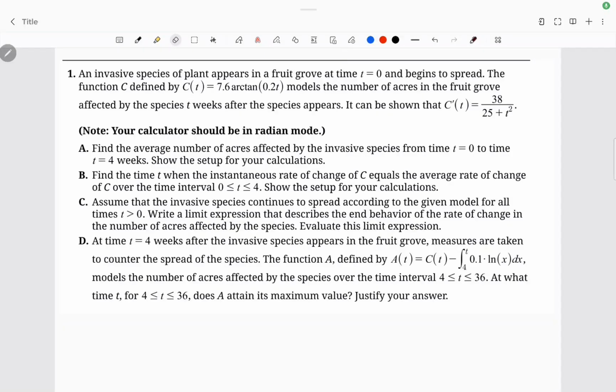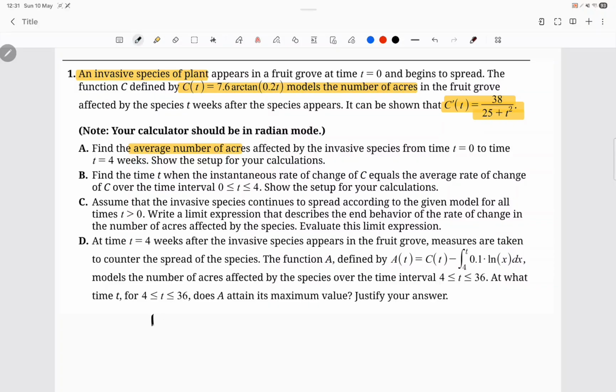Okay, so we have an invasive species, right? And they begin to spread at the time of 0. The number of the acres on the fruit grove is modeled by this equation, and basically the C prime is also given to us. Now the question says find the average number of the acres. Now the average number just means that you should implement the average value equation.